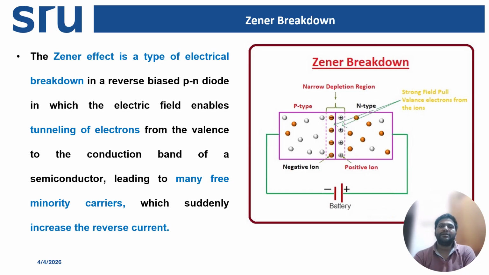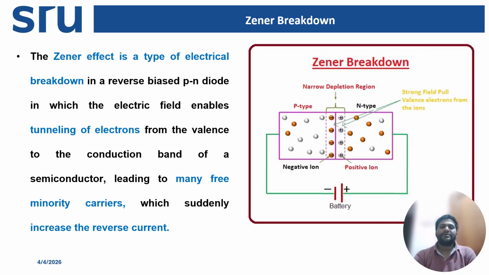Because of this region, the Zener diode is heavily doped. Therefore, the depletion region is very thin. This thin depletion region is the key for Zener breakdown.